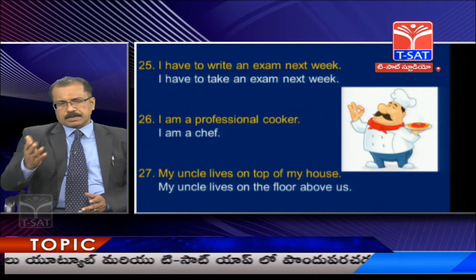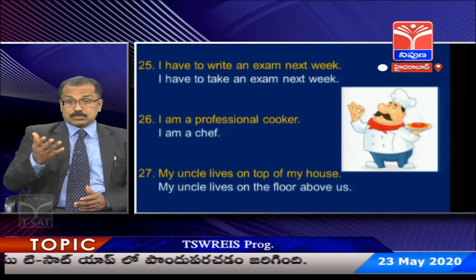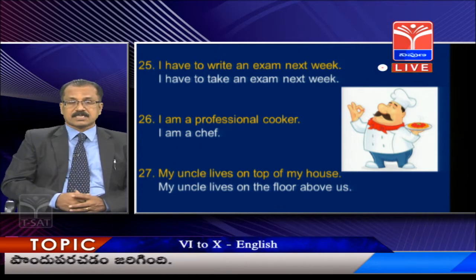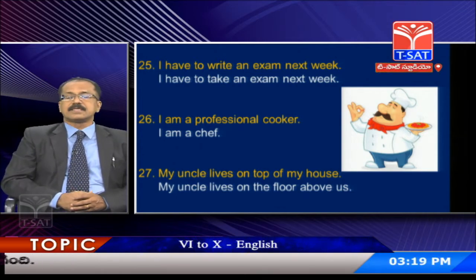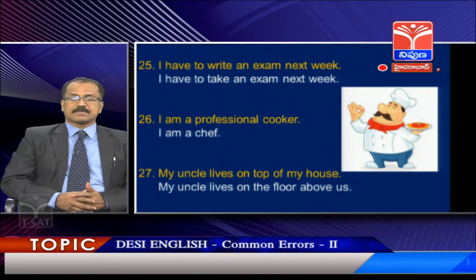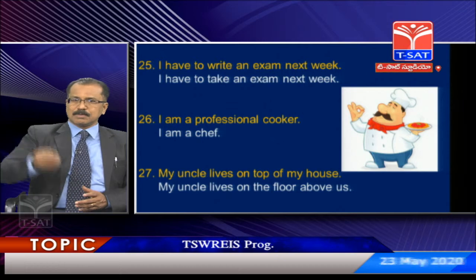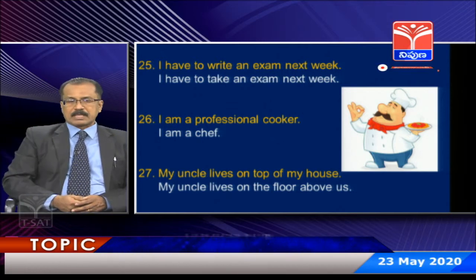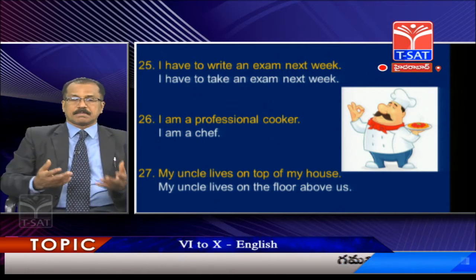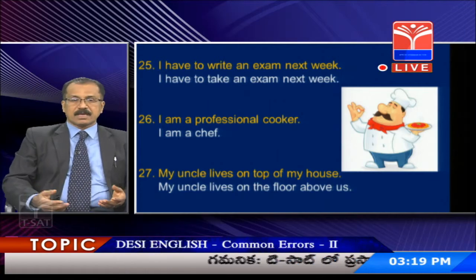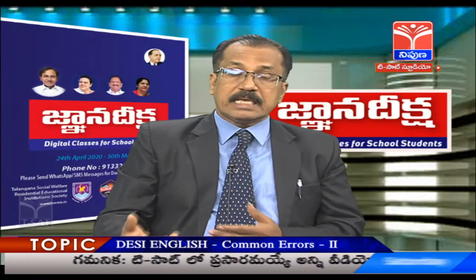The next one, look at the picture. By now you can understand, he's a chef. And some people say, oh, he is a professional cooker. It's not a cooker. A cooker is different, something we put on an oven. Never say, I am a professional cooker, or he is a cooker. Say, I am a chef, or he is a chef.